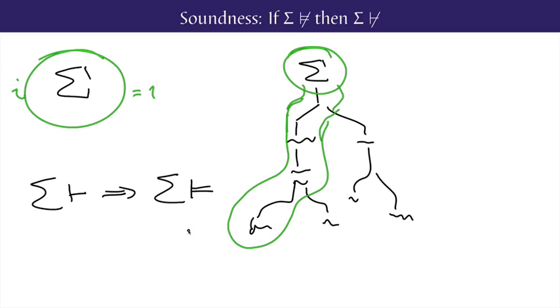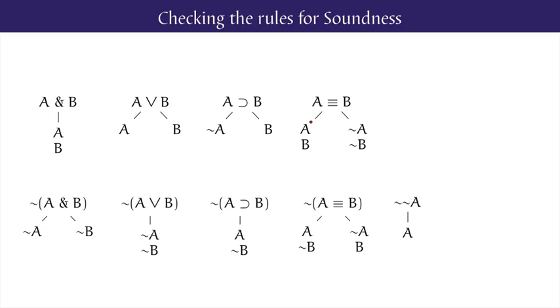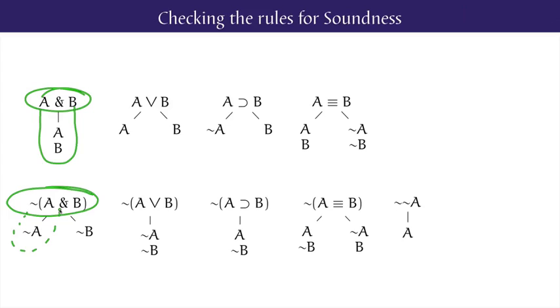So to prove this, we need to show that each of the rules keep us in the safe zone. So let's check the rules. We check these rules one by one. If A and B is true in some interpretation, then it follows that A and B are both true in that interpretation, because a conjunction is true only if both of the conjuncts are true. So if the premise here, A and B, is safe, so are the two conclusions. On the other hand, if A and B's negation is true, then A and B is false. So one of A and B have to be false. So either it's not A which is in the safe zone, or it's not B that's in the safe zone.